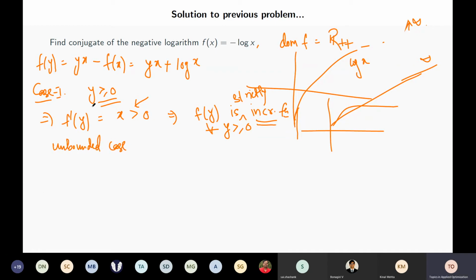So the case that is left is now y less than 0. So for y less than 0, what is happening, right? So case 2 is y less than 0. Now, can we do some analysis on this, y less than 0? What will happen in this case?